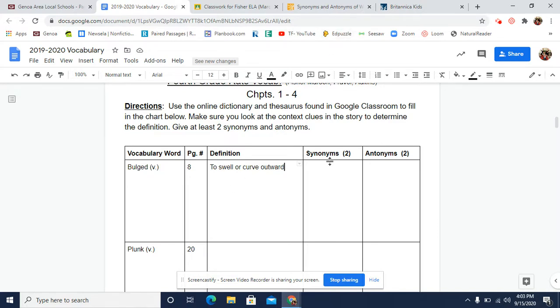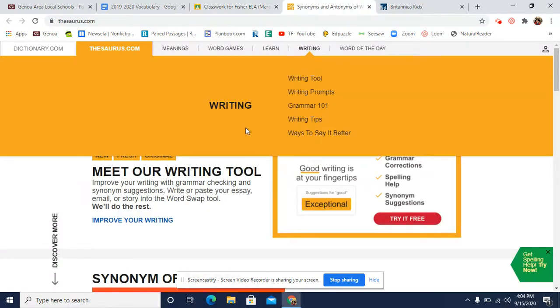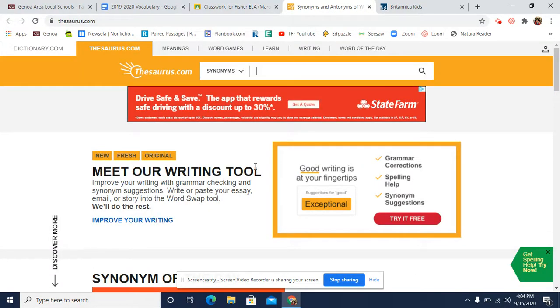Now, the next thing is you need to find synonyms. Synonyms are words that mean the same. So there's two different words, but they have the same meaning. Okay, antonyms are the opposites. So like hot and cold. They mean the opposite. To find the synonyms and antonyms, you need to go to the thesaurus. We are going to be using this a lot. When you click on that, it will take you to the source. The source, you need to use this just like you would the dictionary.